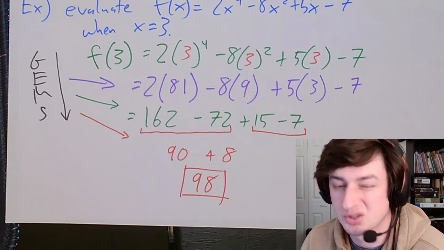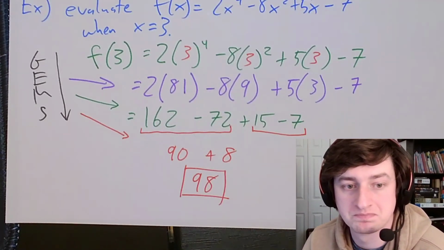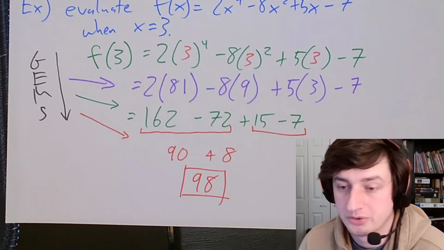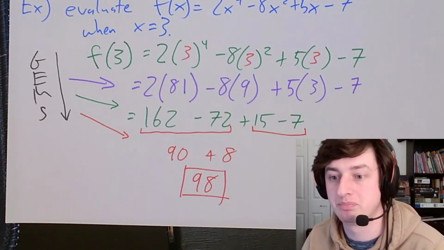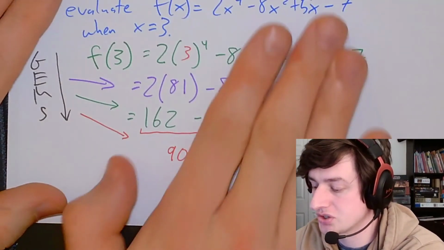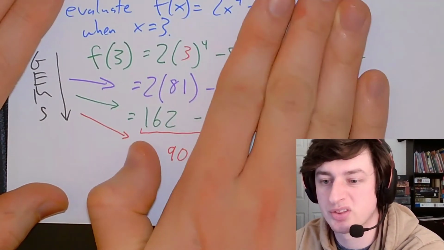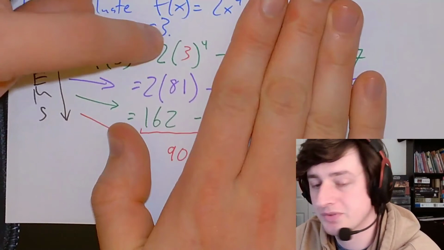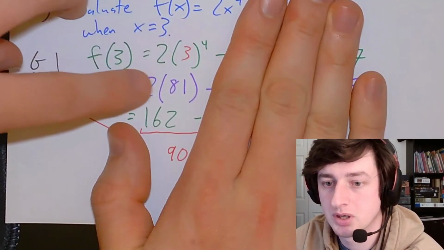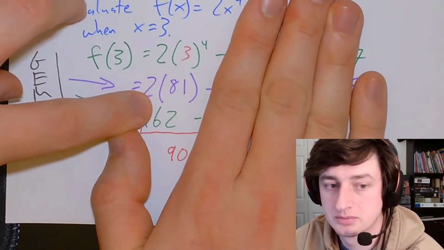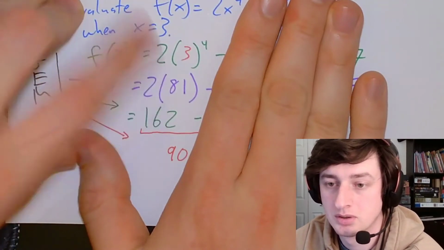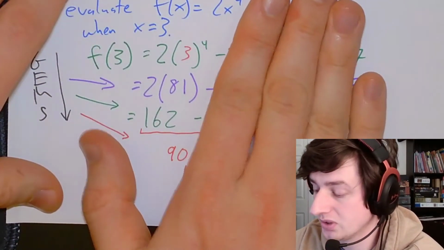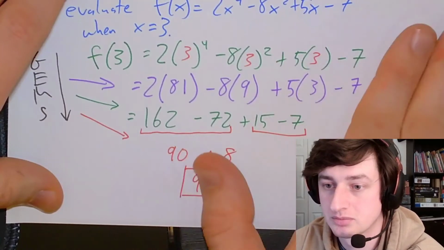I had someone say this looks complicated, but isn't. I don't know about that. It might be complicated. But here's the thing. Each step is just a single thing, right? We simplified the exponent, got 81. We multiplied, and then we subtracted. The real issue here is that we're doing it many times.